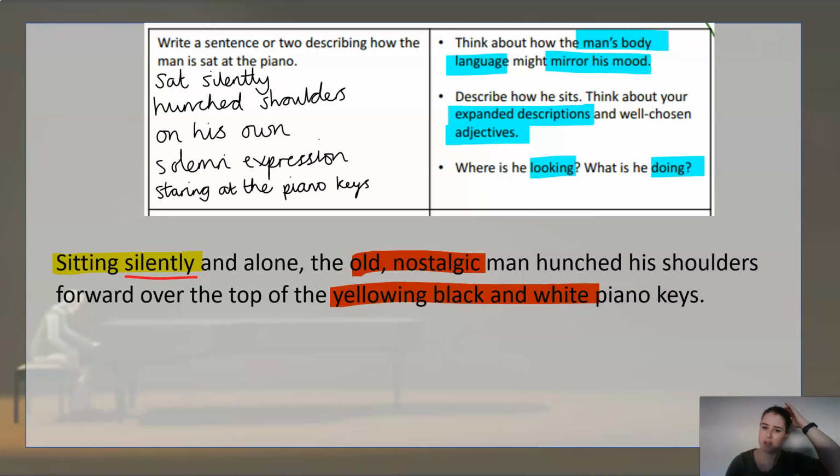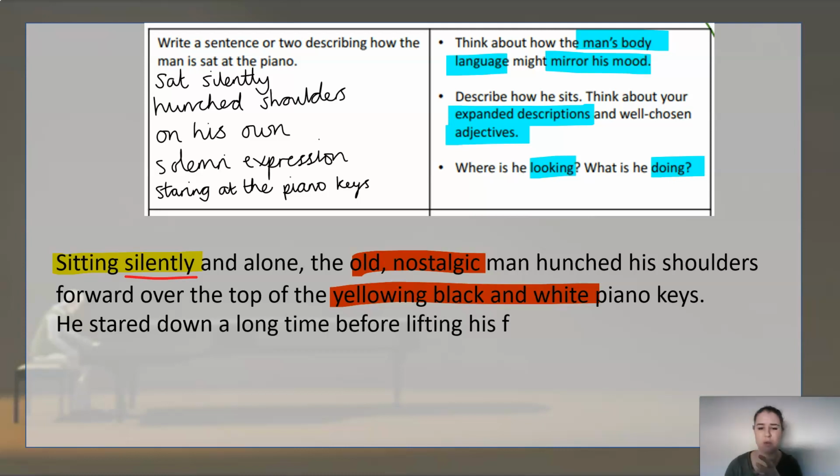We now need to be thinking about the fact that he's now staring down at his keys. So I'm going to give you the next sentence. He stared down a long time before lifting his fingers to play. Now I wonder if anyone can spot my conjunction in that sentence. Good, I've used before, so I've used a time conjunction in there. So he stared down a long time before lifting his fingers to play.